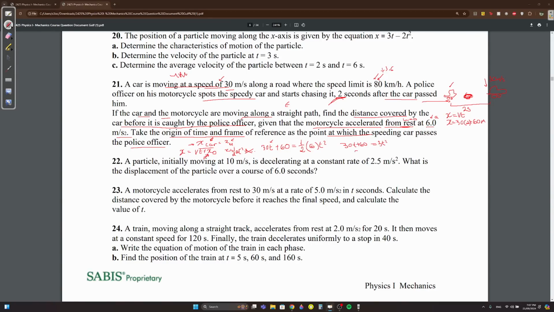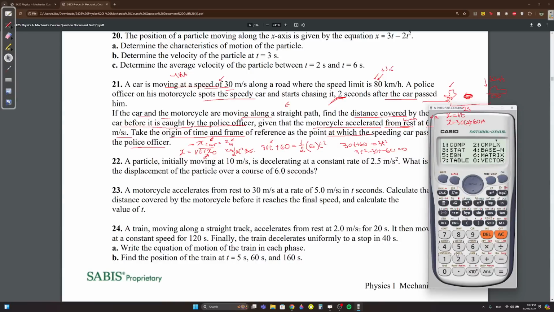This is a quadratic equation. Take everything to the other side: 3t squared minus 30t minus 60 equals 0. Put this in your calculator. Equation mode 3. Okay, 3, minus 30, minus 60. You're going to get two answers: 11.7 seconds, and your second answer, I think, is negative 1.7 seconds. You're going to write beside this "rejected," because you can't have a negative time. So we found our time.